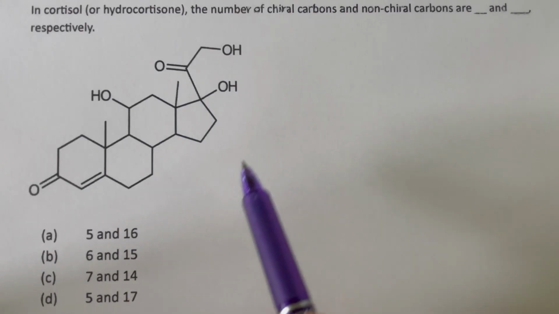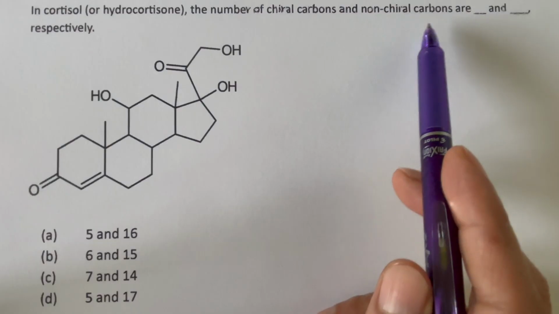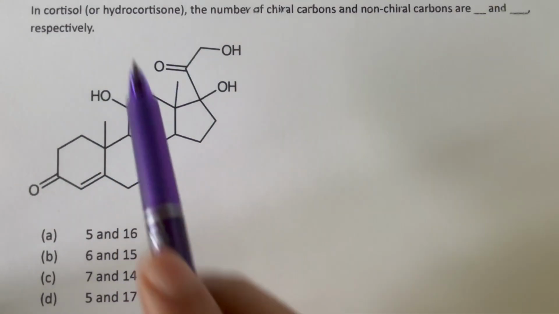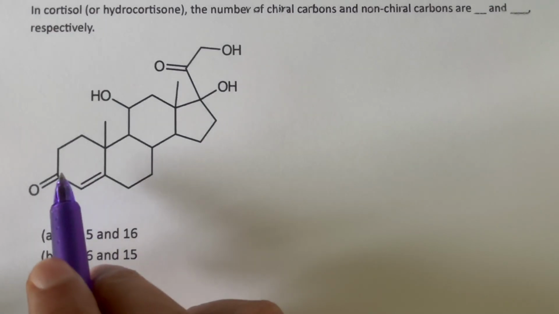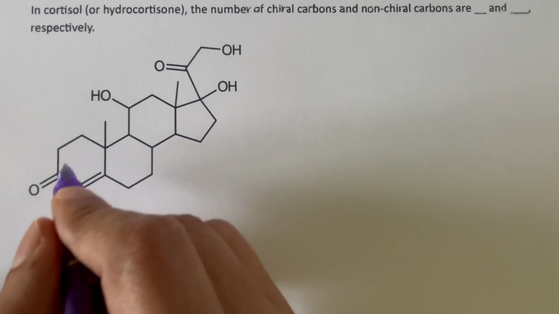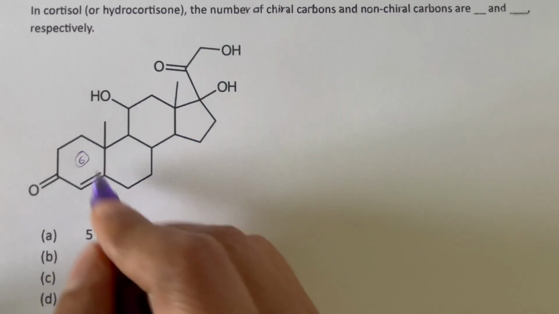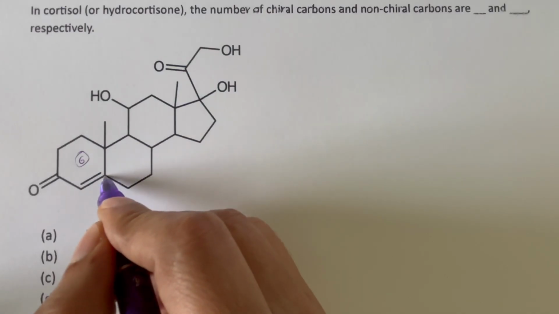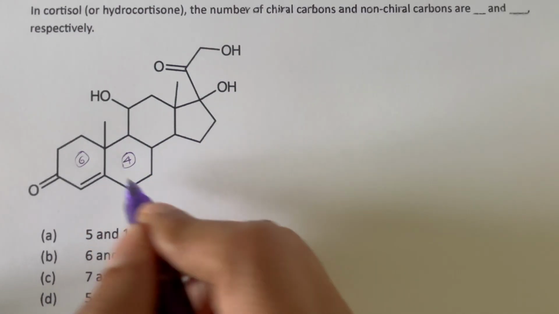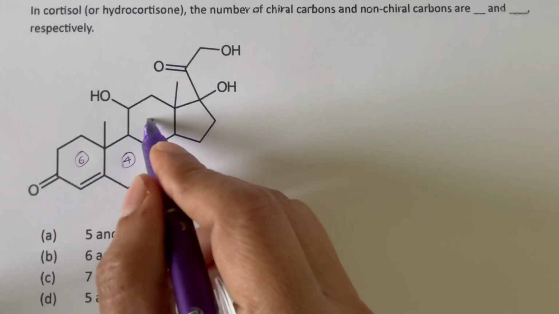Hello everyone, in this video we are going to talk about chiral carbons and non-chiral carbons in the stress hormone called cortisol or hydrocortisone. Let us first count the total number of carbon atoms. We have a 6-membered ring here, so 6 carbons, and then another 6-membered ring, but we have 2 contact points here, so therefore let's put it as 4. So together it's 10.